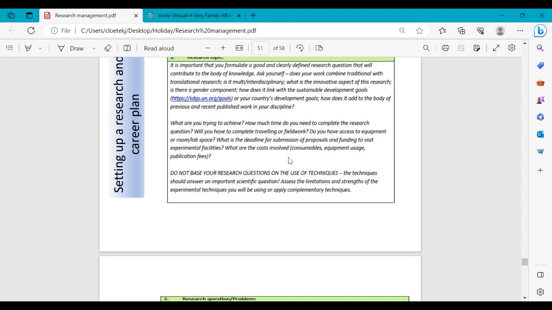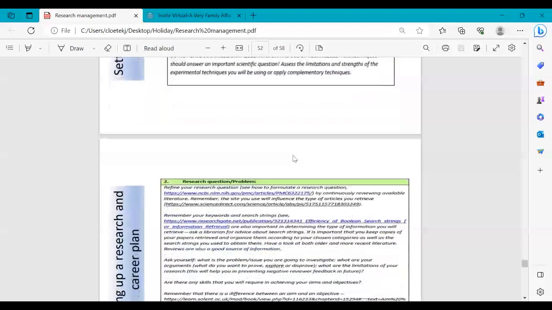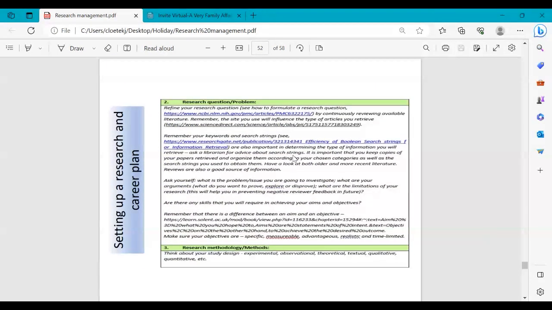Remember also, do not base your research question on the use of techniques only. The technique should help you answer an important scientific question. So this you can go through in your own time because I see we're almost running out of time. Then also here's some useful information on research questions and research problems. So how to refine your research question.